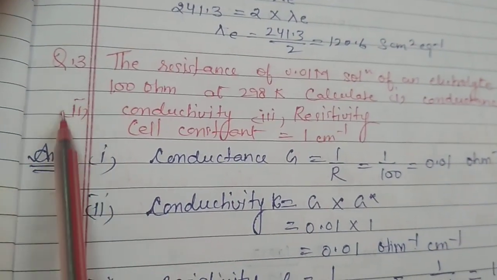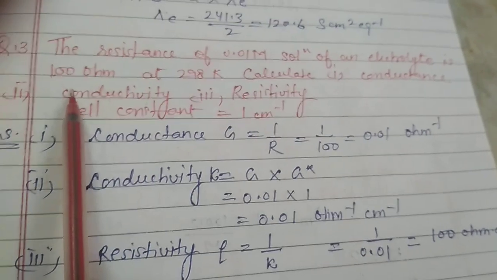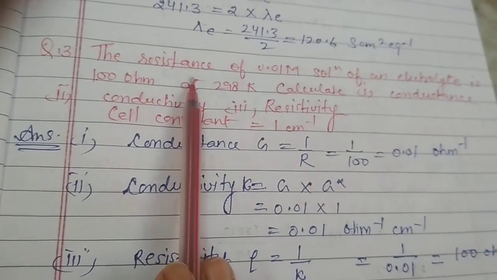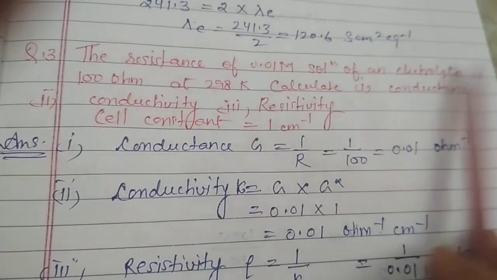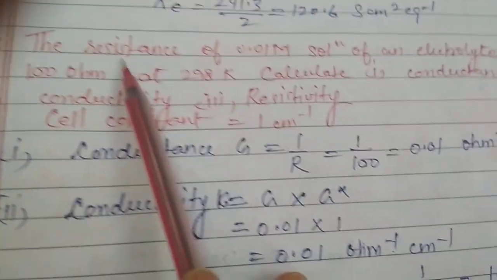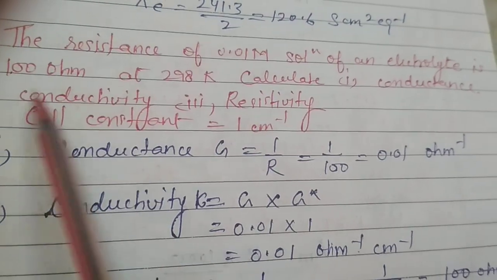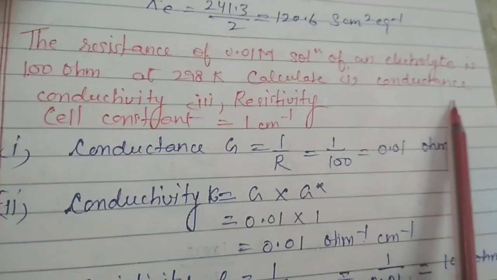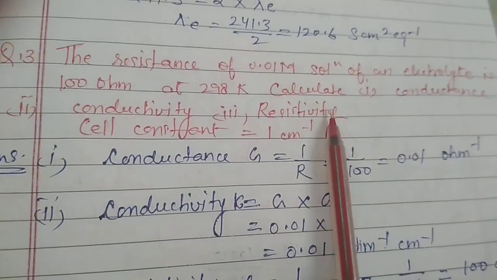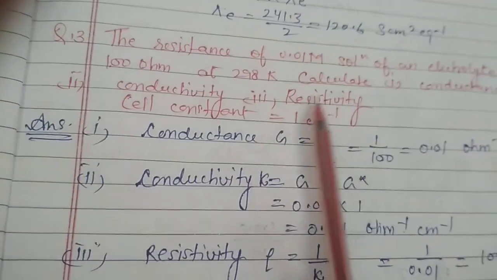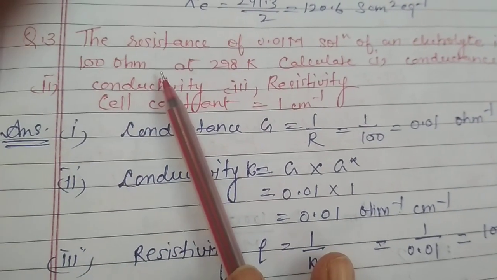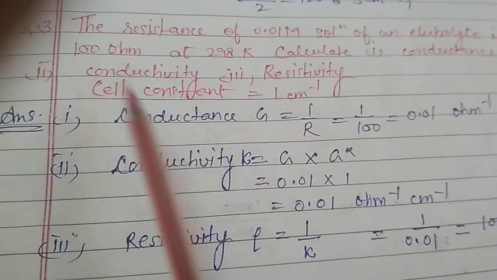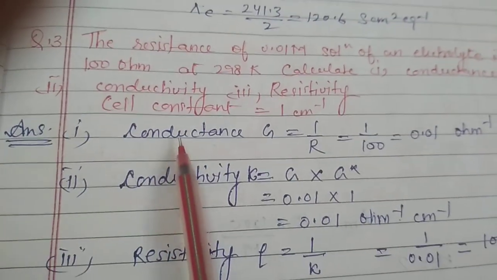Now let's see question number 3. The question number 3 is: the resistance of 0.01 M solution of an electrolyte is 100 ohm at 298 Kelvin. Calculate conductance, conductivity and resistivity. All the 3 things we are to find out. These questions are very simple if we know the formulas. If the concept is clear to us, we can easily calculate the values. So what we are to find out?